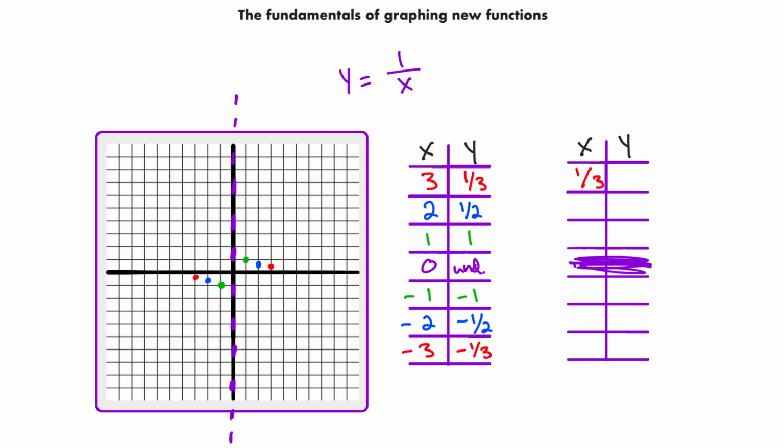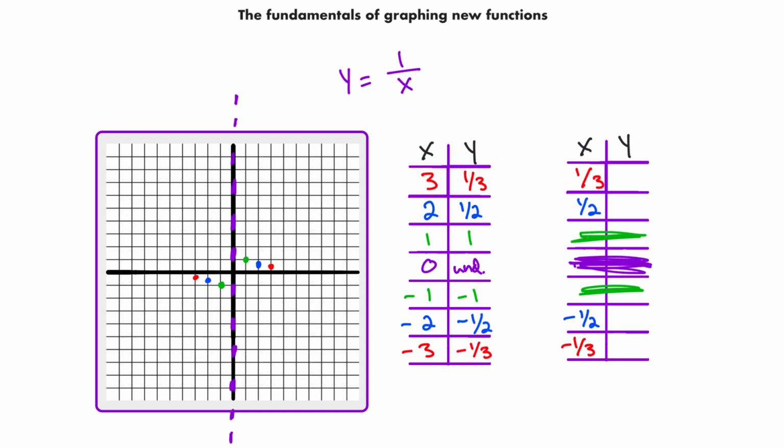Instead of 2, we're going to do 1/2. And instead of 1, we're not going to do that one at all, because the reciprocal of 1 is still 1. Same thing with -1, we're not going to do that one either. But the -2, we're going to do -1/2. And the -3, we're going to do -1/3.